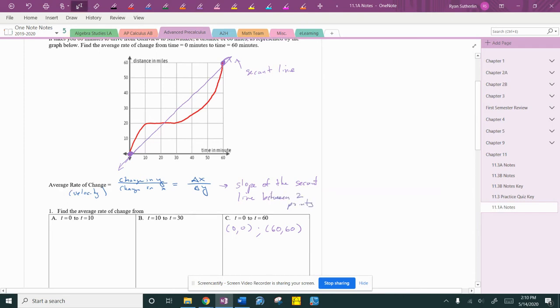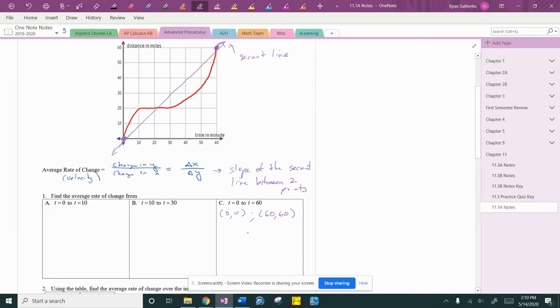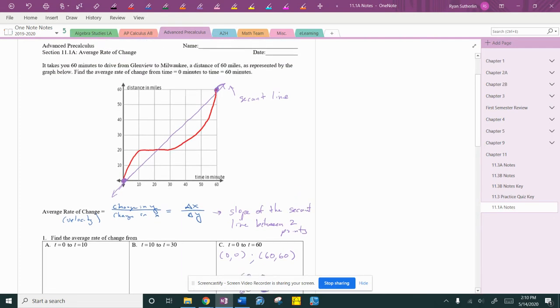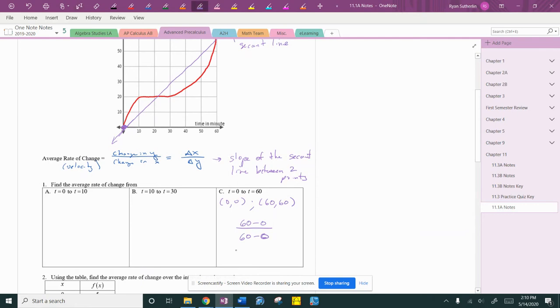And so literally, if I want to find the average rate of change here, I just do 60 minus 0 over 60 minus 0, which is 1, and our units are miles per minute. Those are the units: the change in y was in miles, the change in x was in minutes.